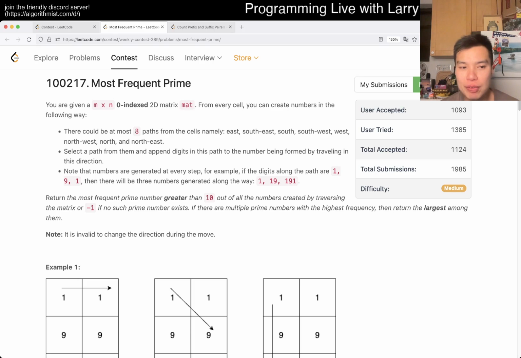So this one, I don't think it's too tricky. The key thing to read correctly, which I don't think I did all the time, is this part that you cannot change direction. So it's just like a straight line thing. And I think you could, I don't know, like that's just me anyway.